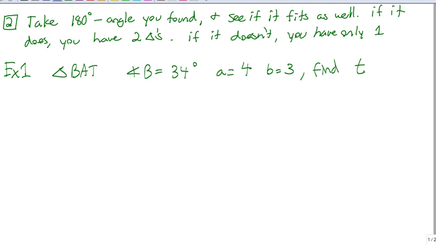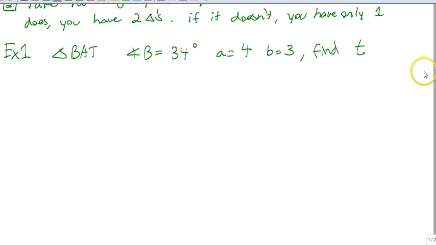Example 1. I have a triangle that says BAT. Angle B is 34, side A is 4, side B is 3. Alright, so here's what I have. I have some triangle BAT. Angle B is 34. Side A is 4. Side B is 3. This is the SSA or ASS one, whatever you want to call it, but just don't say that in class. And here we go.